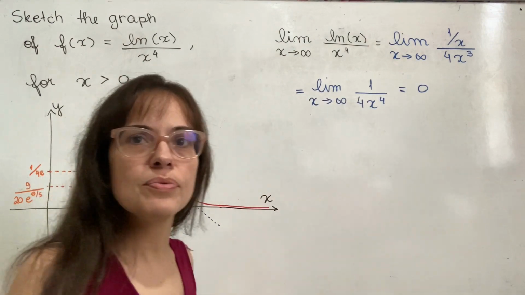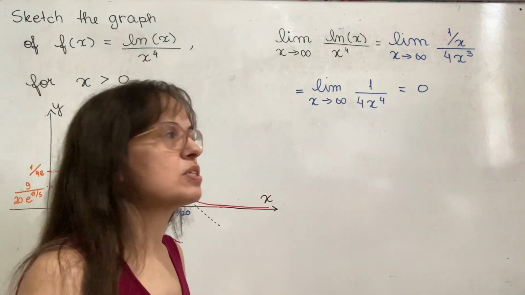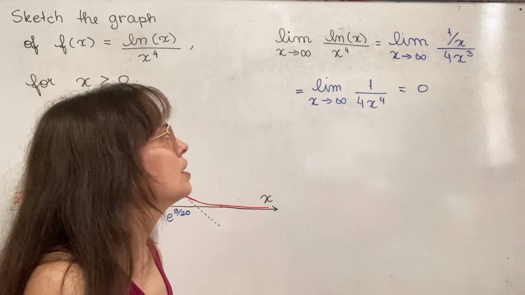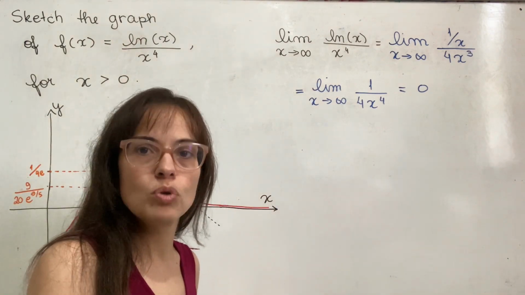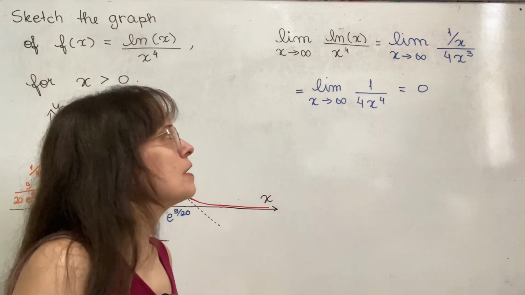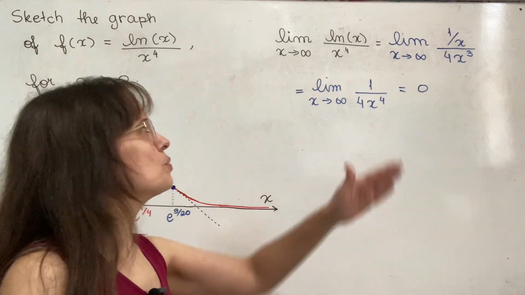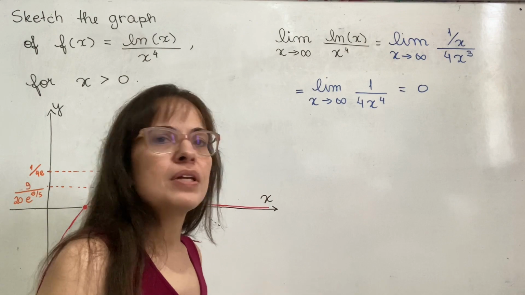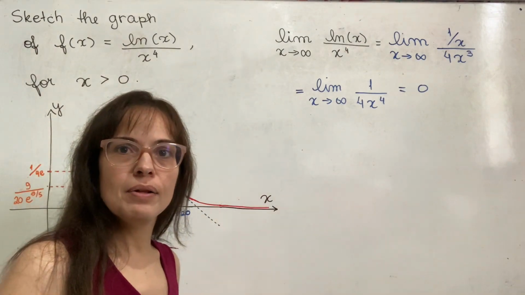So let's think about this for a little bit. I don't want to use L'Hopital's rule, and I still want to get to kind of the same conclusion. So what I'm thinking here is that it's much easier to work with x to the power of something than it is to work with ln.